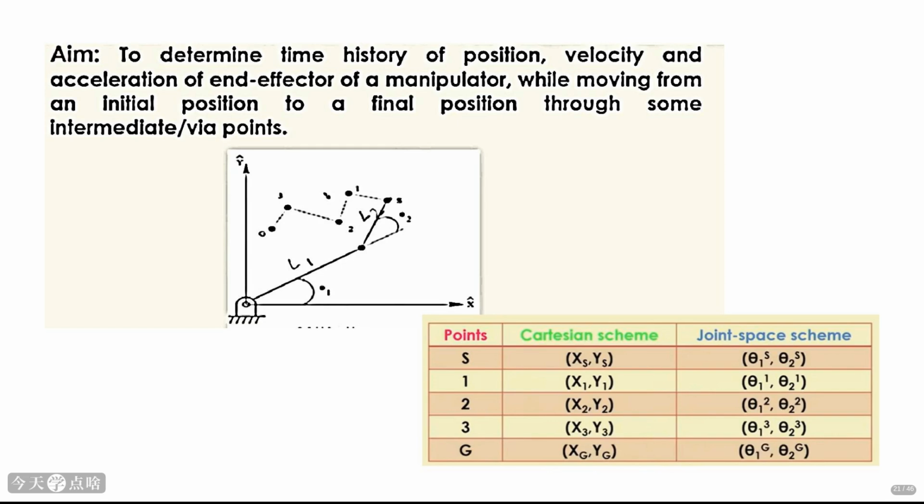This slide seems to be a placeholder or divider. Let's move on to the next topic.